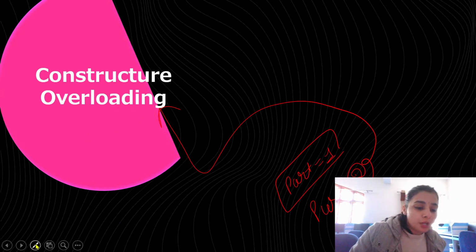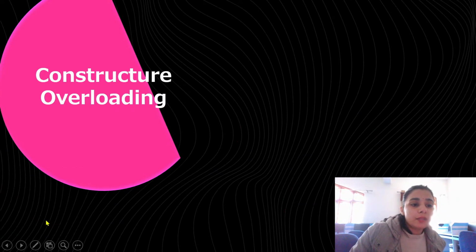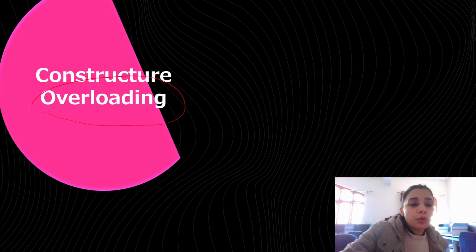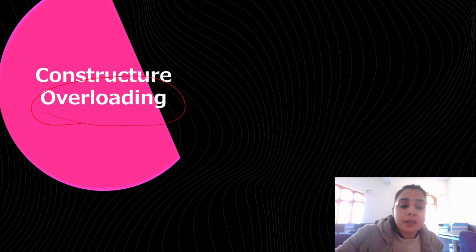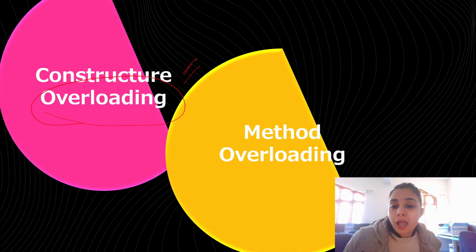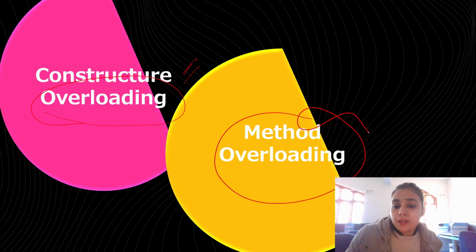In Java, we have three types of overloading. First of all, we have the constructor. We haven't started the constructor chapter yet because it is the next chapter, so I will tell you in detail there. Next in Java we have method overloading. In this video we will focus on method overloading.